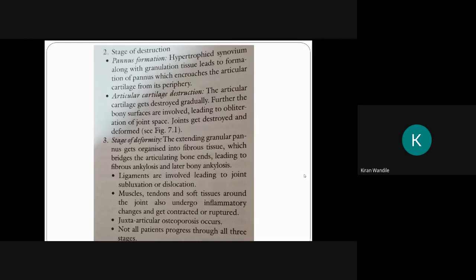What happens in this stage? The extending granular pannus gets organized into fibrous tissue, which bridges the articular ends, and it leads to fibrous ankylosis. Along with fibrous ankylosis, there is damage to the ligaments, leading to joint subluxation or dislocation. Then muscles, tendons, and soft tissues around the joint also undergo inflammatory changes and get contracted, or they get ruptured. And then there is juxta-articular osteoporosis. So this is the stage of deformity, the last stage.